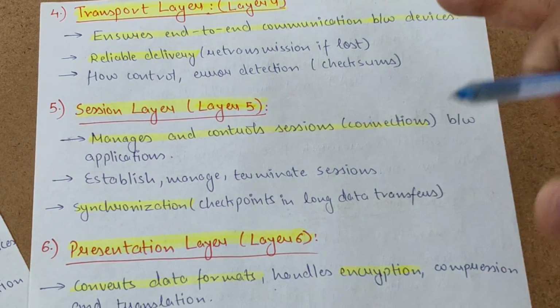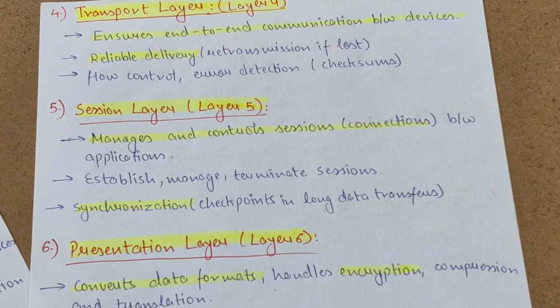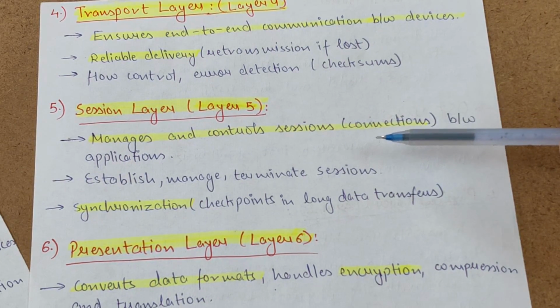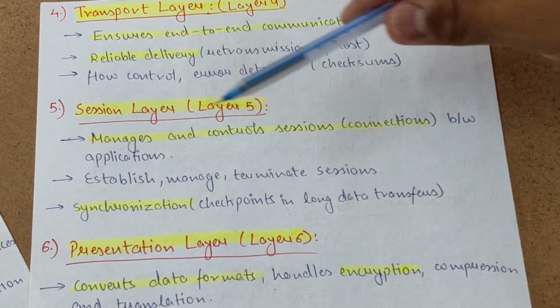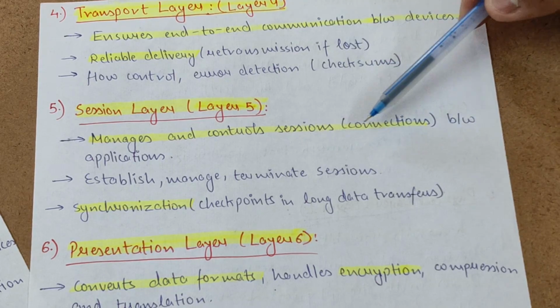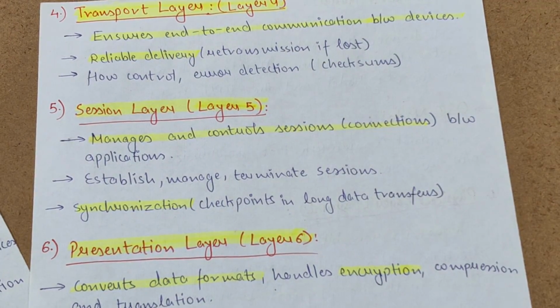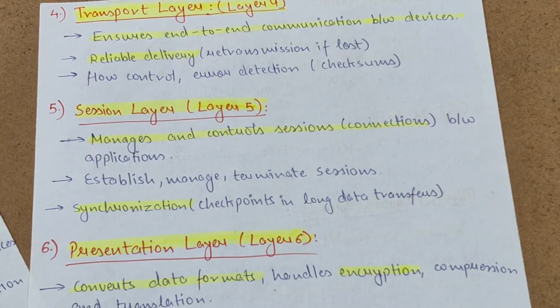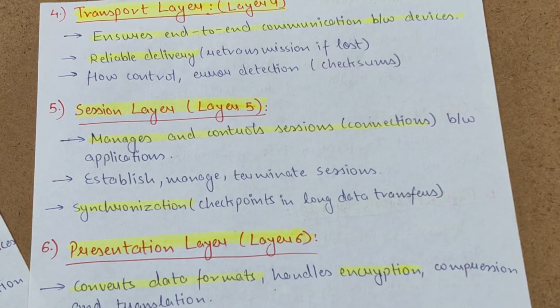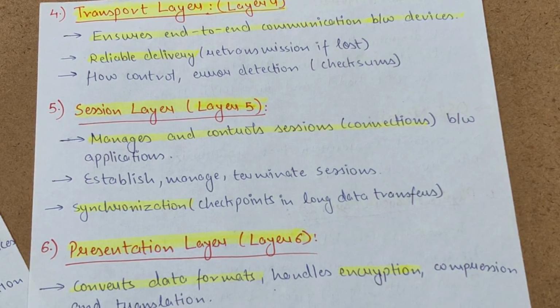Then I'll teach you about the session layer. Session layer is layer 5 out of the 7 layers, and it manages and controls sessions or connections between applications. Have you ever operated a bank website? When you are connected to the website and operating on it, it is fine.